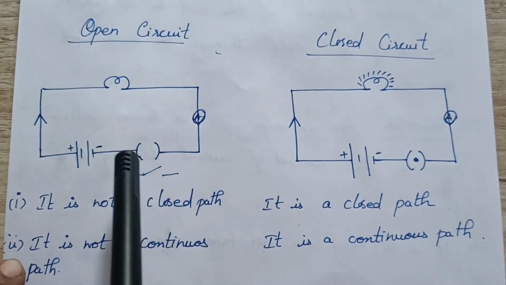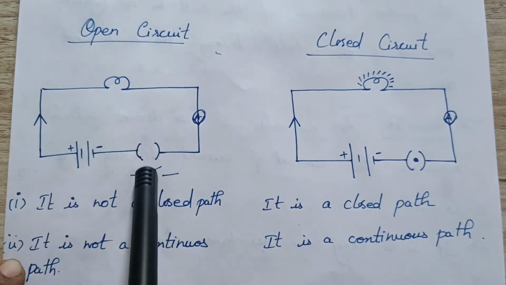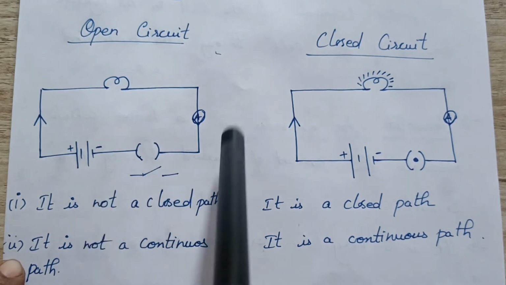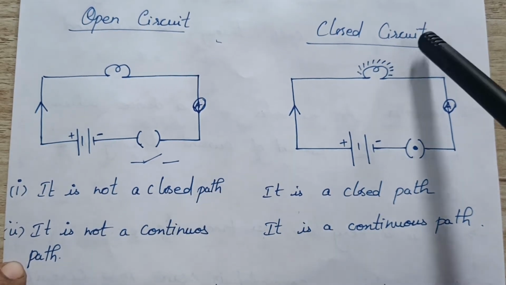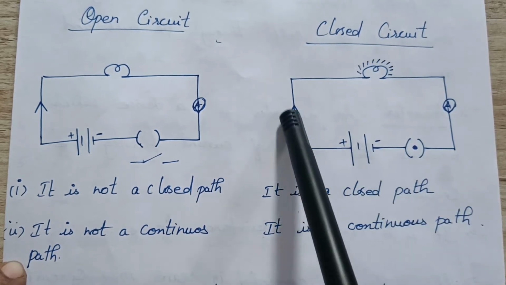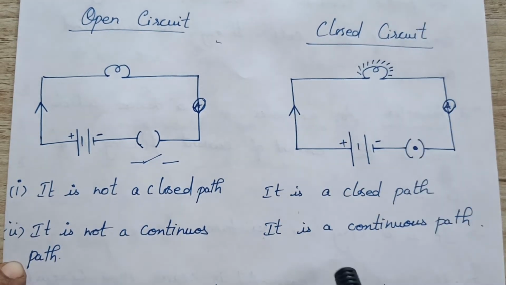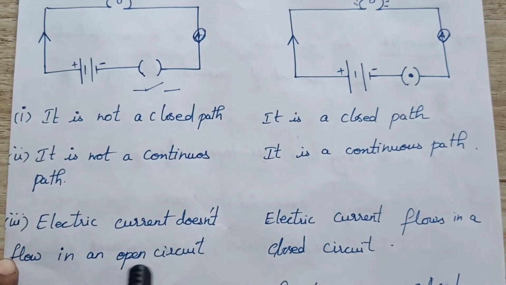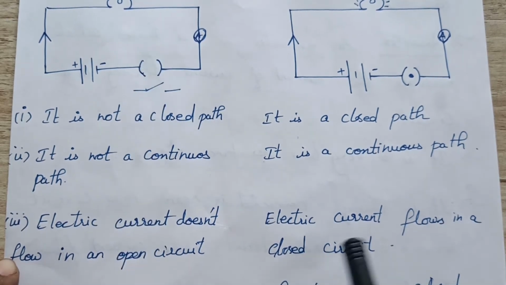The current means what? It has to flow, the charges have to move, right? So if it is switched off, there is no current flow. So it is not a closed path, it is not a continuous path. In case of a closed circuit, it is a closed path, just like a ring, so the electrons will flow from here to here. It is continuously moving, so your bulb is glowing, it is a continuous path. So the electric current does not flow in an open circuit because the link is cut here. The electric current flows in a closed circuit.